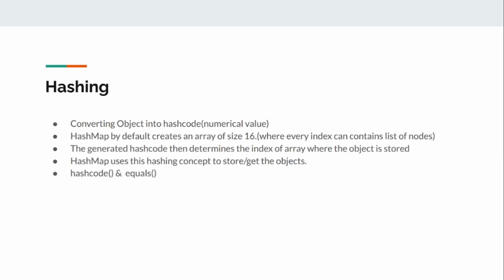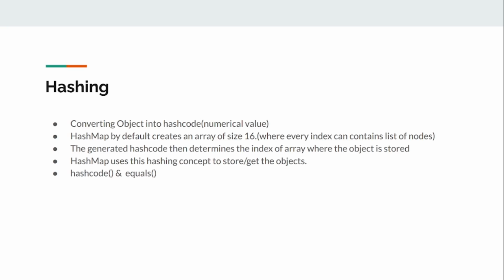Now let's see what hashing is. Basically, why do we need hashing? Let's first understand that hash map is a data structure, but internally it uses an array, right? And when we write HashMap h equals new HashMap, that is when we initialize the hash map, it creates an array of size 16, which is the default size.